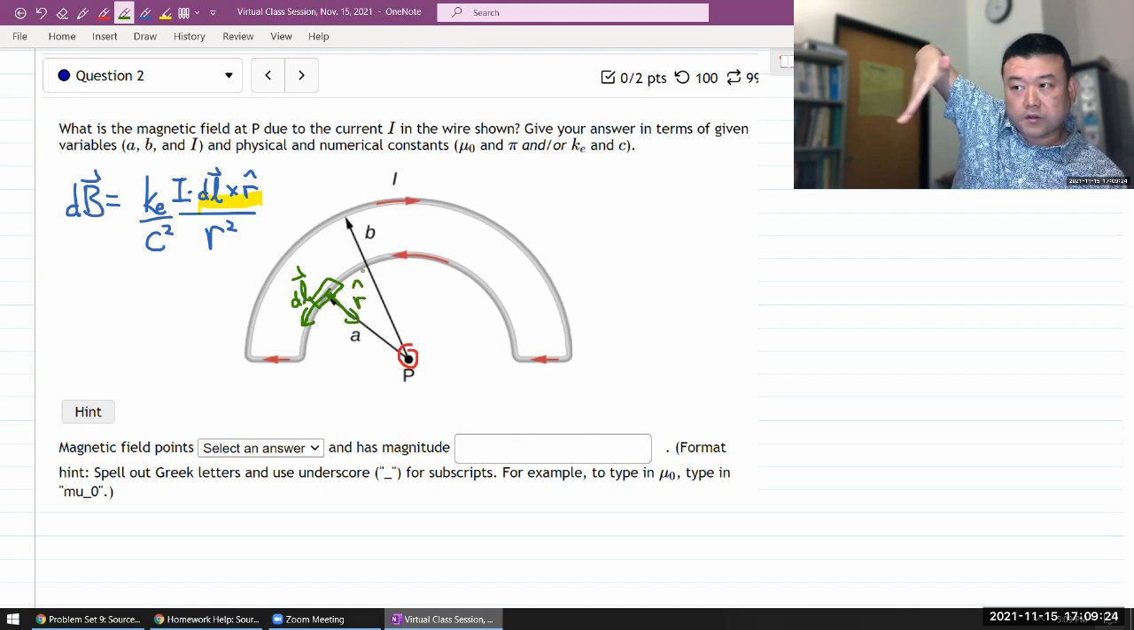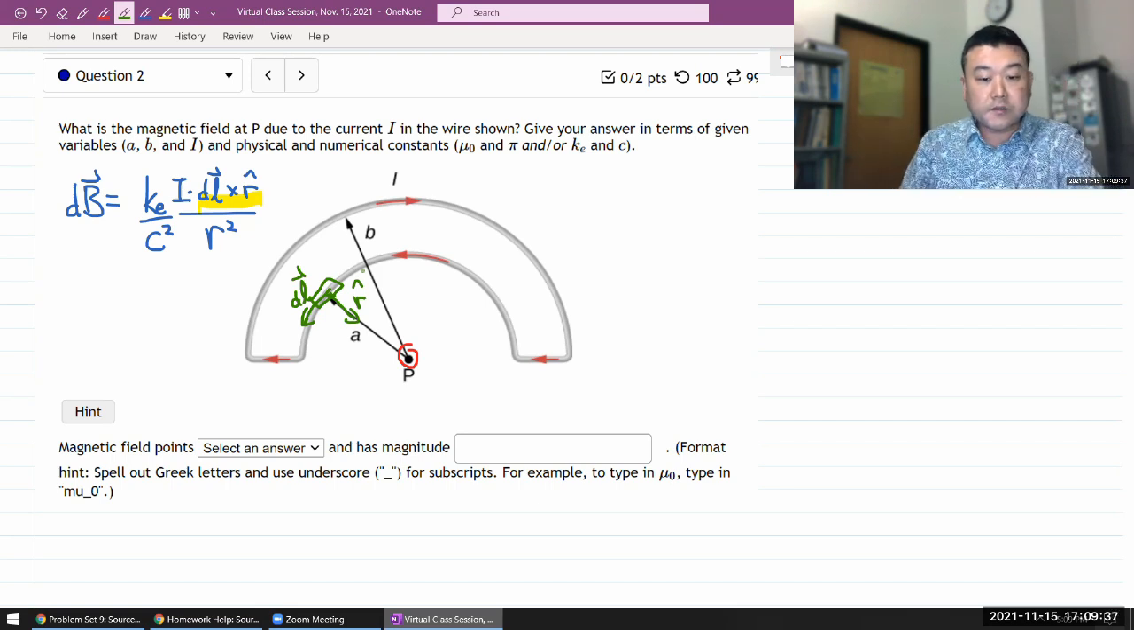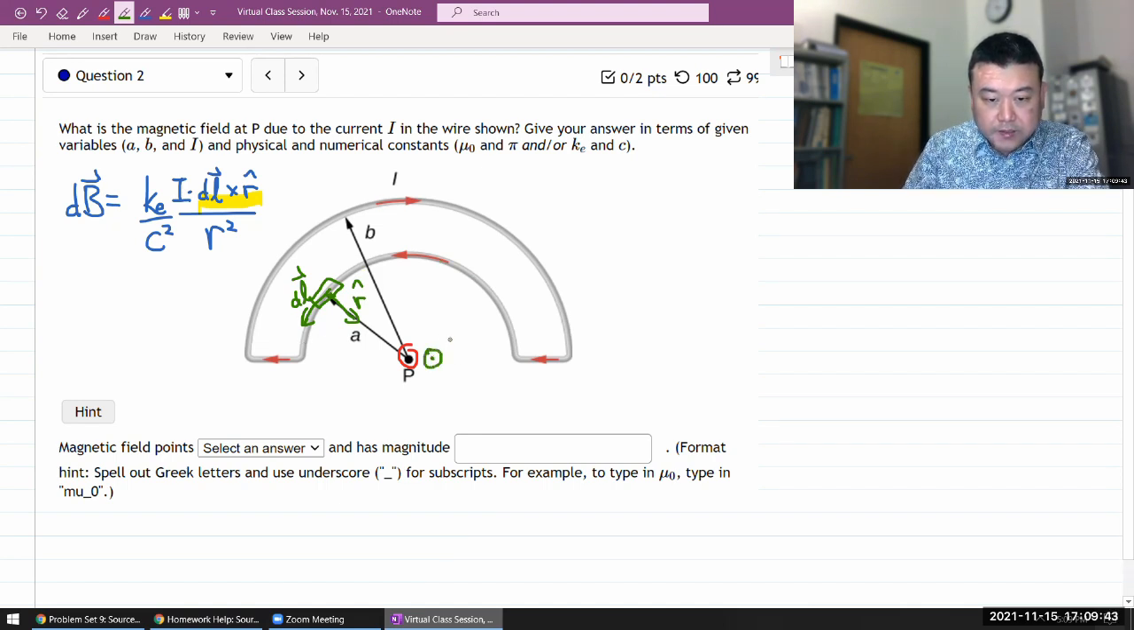So this is the orientation of my hand that will allow me to bend my fingers in the direction of r hat. So for the cross product, my thumb is pointing out of the screen towards you. That's the direction of the cross product. So this inner half loop contributes magnetic field pointing out of the screen towards you.